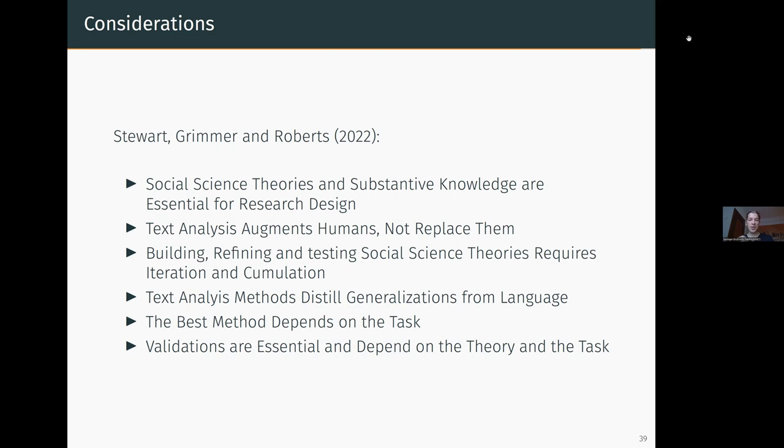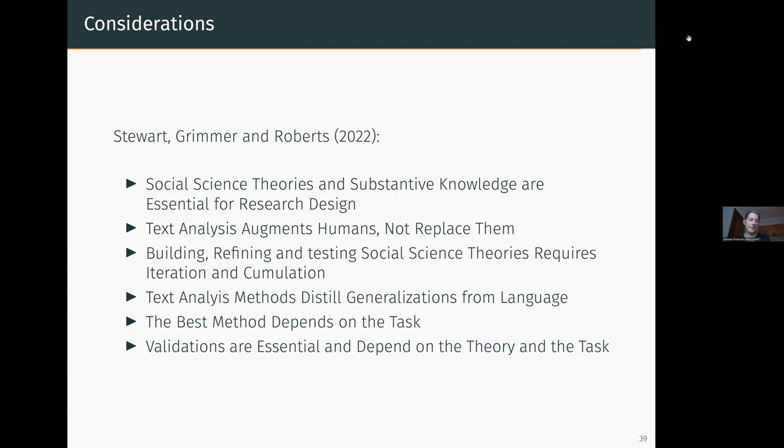Second, text analysis augments humans, not replace them. There will always be a human in the loop. Yeah, computers make our life easier, but in the end, we write stuff for humans. So they help us to do it, not replace us. And we can't blame the computer like, oh, the computer did it. No, no, no. We did it, and we just used the computer.